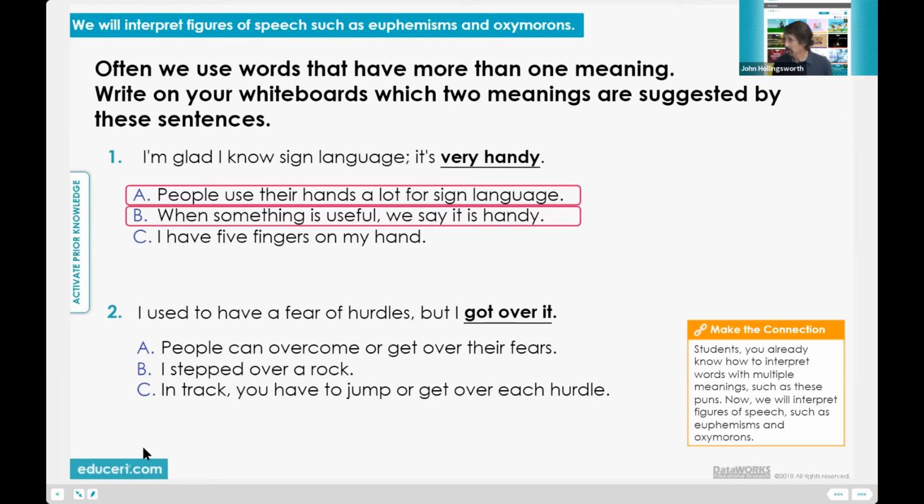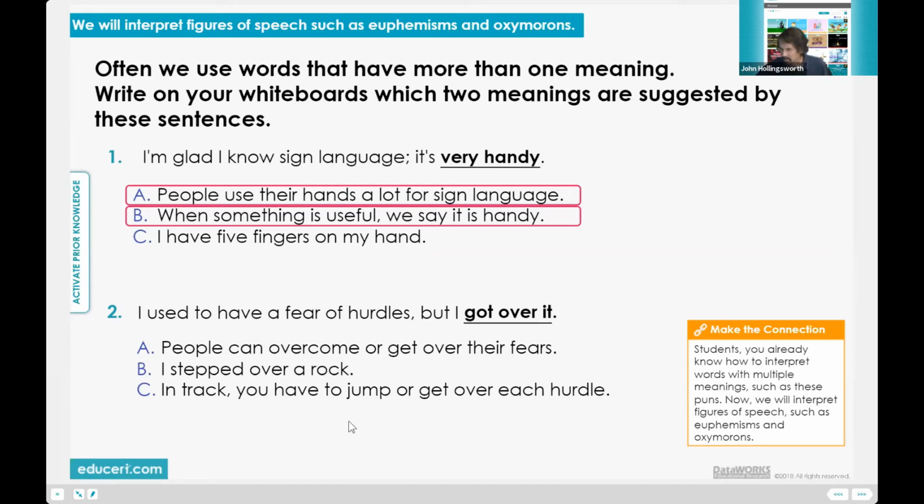So let me see the whiteboards again. I'm trying to think if I saw somebody who had a correct answer, because I want to make sure I call on a correct answer. And I want to pick someone new. Okay, Christian, I see you. I may have called you before. Can you read your answer? I want the complete sentence. The two meanings suggested are blank and blank because.